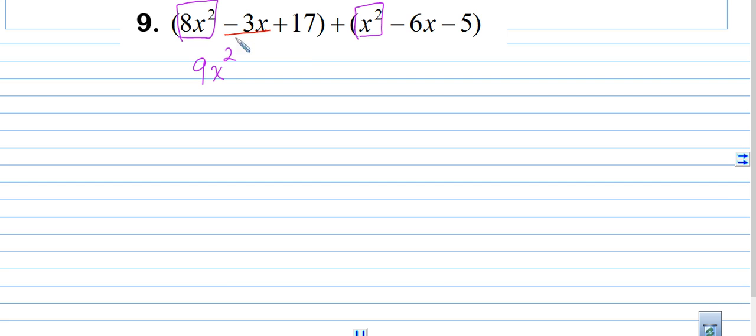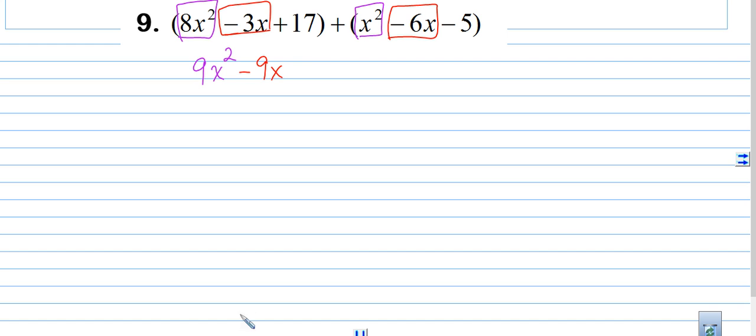Okay? So here we have negative 3x and negative 6x. Negative 3x plus negative 6x. So we're adding a negative, which is really like subtracting. So you have negative 3x minus 6x, and that gives you negative 9x. Okay?